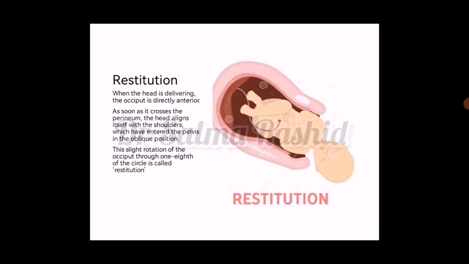Now restitution. This is basically not present in the 7 cardinal movements and in the mnemonic, but this is again an important point. When the head is delivering, the occiput is directly anterior. As soon as it crosses the perineum, the head aligns itself with the shoulders, which have entered the pelvis in the oblique position. This slight rotation of the occiput through 1/8 of the circle is called restitution. Basically, when the head is delivered, it is misaligned with the shoulders. So, restitution basically aligns the head with the shoulders during delivery.